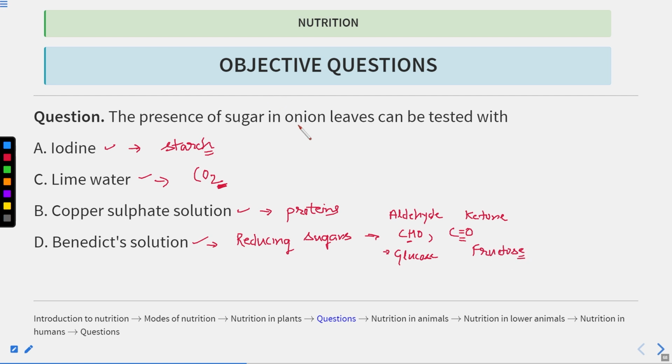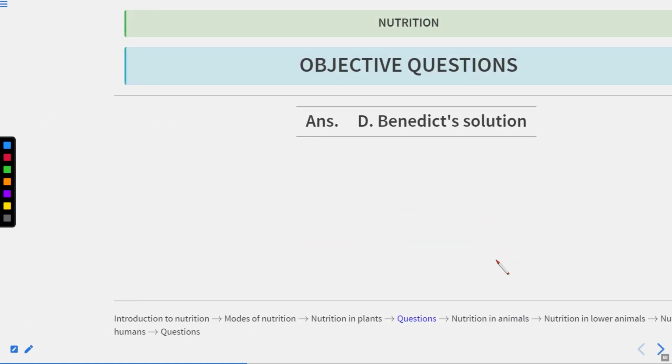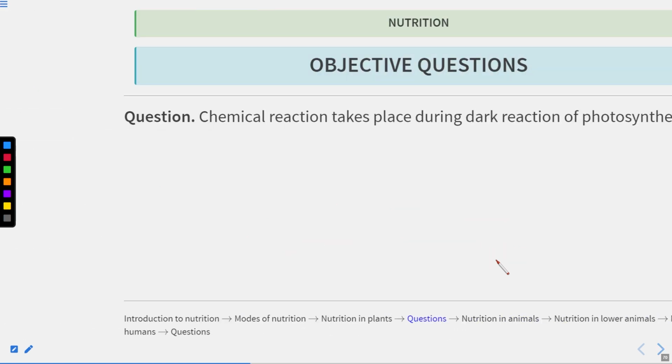So the onion leaves contain which kind of sugar? They contain reducing sugars such as glucose and fructose, which can be tested by Benedict solution. So the answer is Benedict solution.